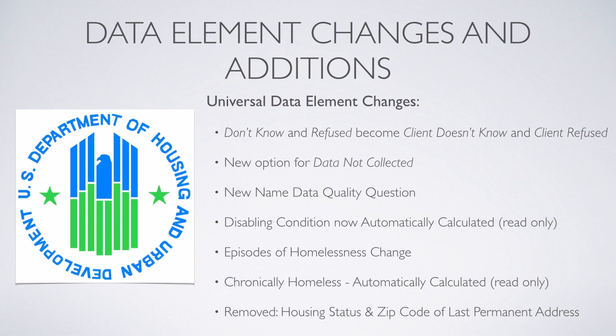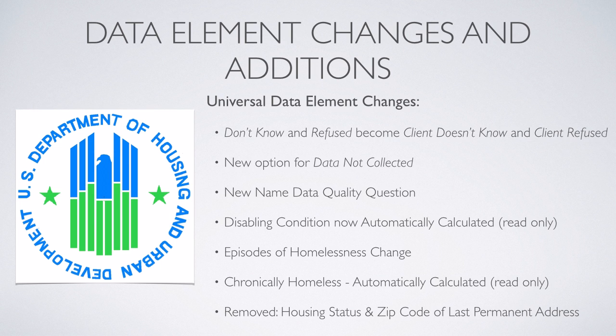Disabling condition is now automatically calculated. Before you would say yes or no, they have a disabling condition, and then you would answer a list of special needs questions that would kind of give direction to or hone in on what their actual disability was. Now there will only be special needs questions, and the disabling condition question will automatically be calculated from those special need questions. So if you say the person has a substance abuse issue and that they are not receiving treatment and that it impedes their ability to live independently, now the system will automatically calculate that this person has a disabling condition.